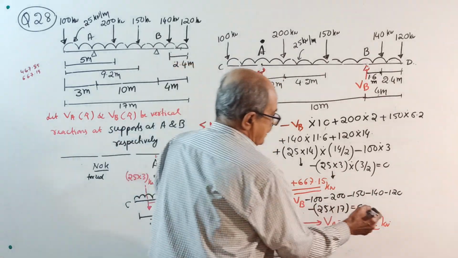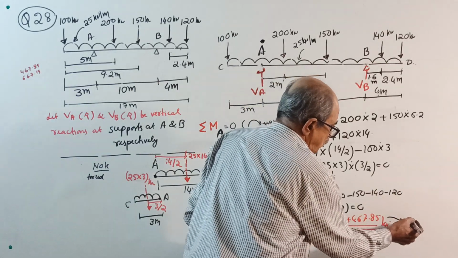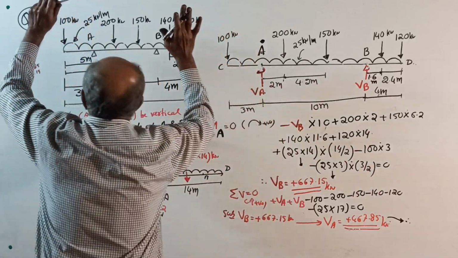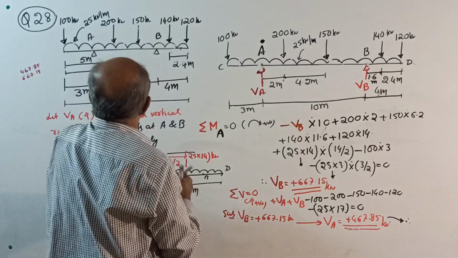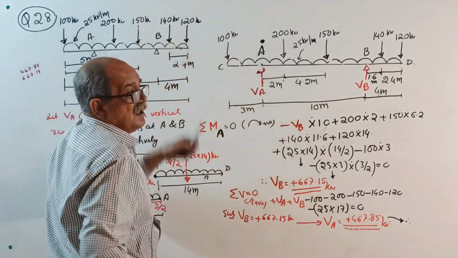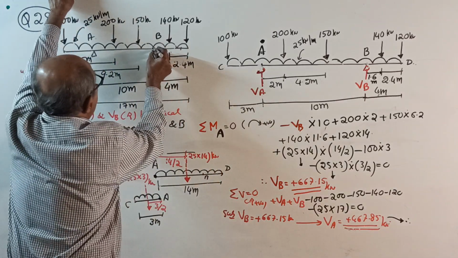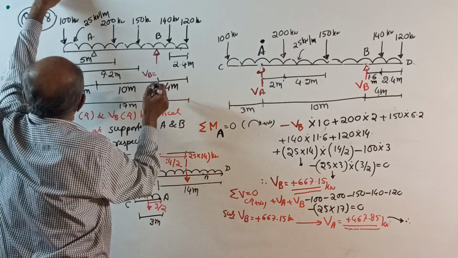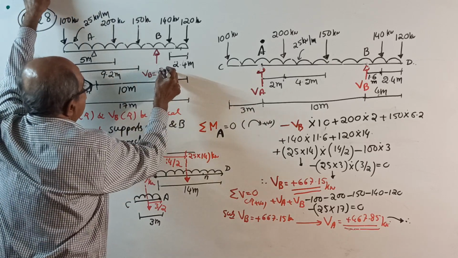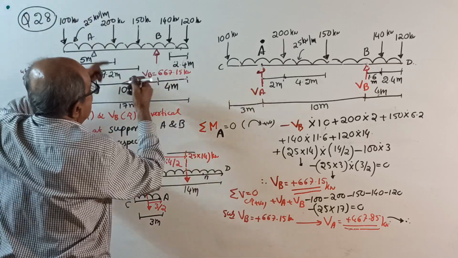Now, write immediately. Therefore, not there. Once again, put the original beam here. If you are serious, then write. Therefore, vertical reactions at the supports will be as shown below. Mark a reaction VB here of 667.15 kilonewton. This is the final.